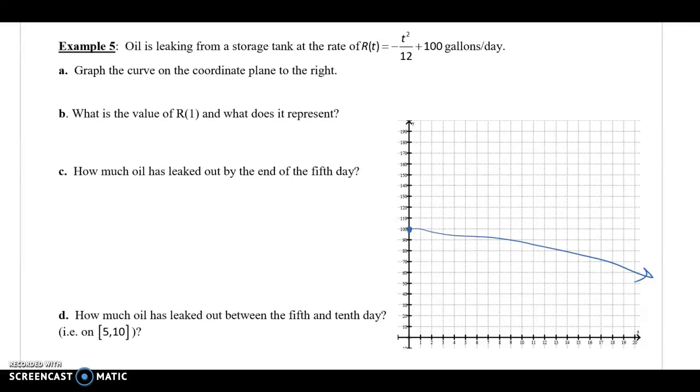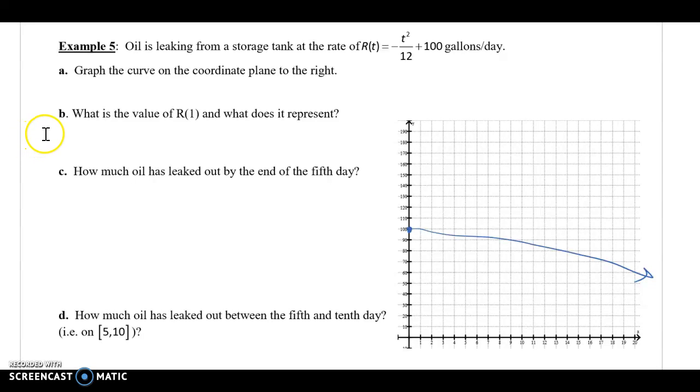This is section 5.4 on calculus, day number 2, and we are looking at example 5 here. It says oil is leaking from a storage tank at this rate. Part A, I have the curve graphed very roughly here. I could find more points, but I know it's doing something like this.